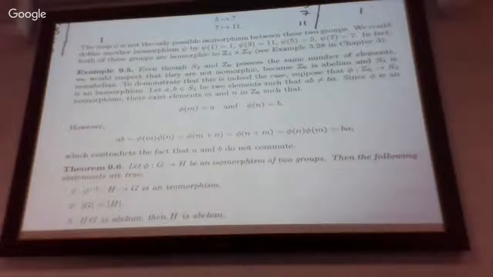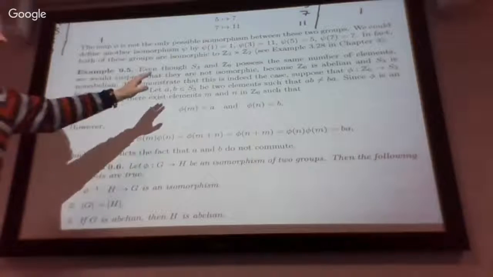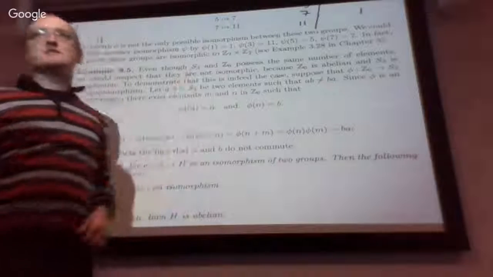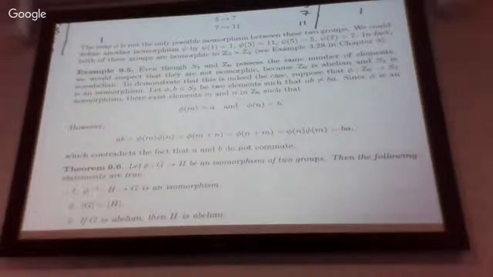But what we're going to show here is none of them can possibly be an isomorphism. None of them can possibly have that homomorphism property. That says the two groups, there's no way to make the two groups look the same. There's no way to take the Cayley table of S3 and relabel it so that it looks like the Cayley table of Z6.